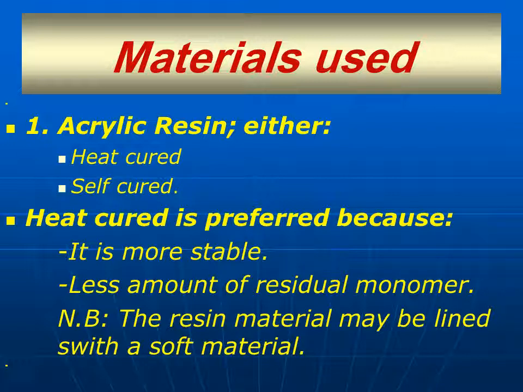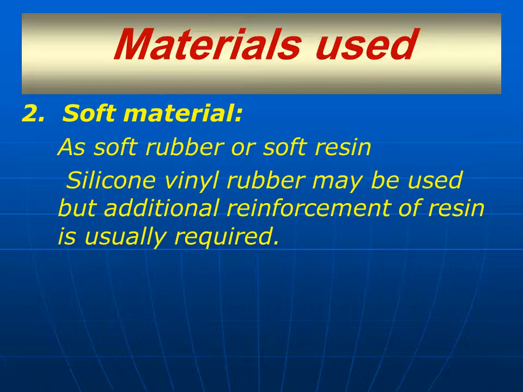In addition, the resin material may be lined with a soft material to be gentle to the tissues and to provide support for other soft materials. Soft materials like soft rubber or soft resin, these materials are soft and gentle for the tissues. As we all know, silicone vinyl rubber may be used also in addition to soft resin.